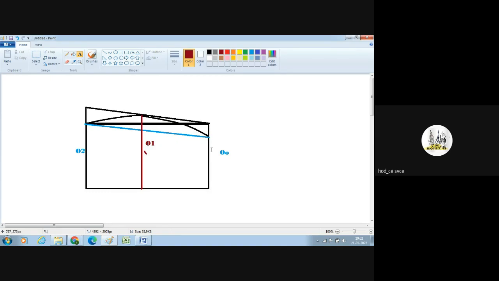If you want to know the area of this trapezium, what is the area of this trapezium? As you know, you have two parallel sides. Instead of A plus B it is O0 plus O2, right? So the average of these two sides, that means O0 plus O2 divided by 2, multiplied with the distance from here to here, which is 2d. So that is the area formula: O0 plus O2 divided by 2 into 2d.